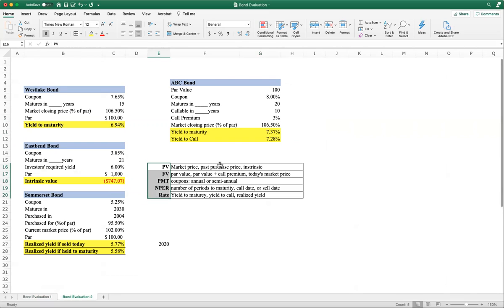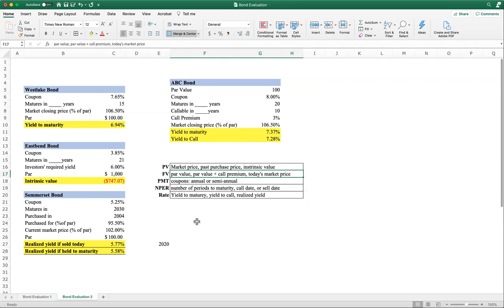So you have these terms from the bond. Market price, purchase price, and intrinsic value can be used as present value. And the par value plus call premium, in this case when you're calculating yield to call as we did above, is going to be the future value. And if you bought a few years ago and sold it today, today's market price is going to be the future value, okay? And payment is going to be very simple, the coupon, annual or semi-annual. In this case, we assume all these bonds have annual coupons, so we just calculate the annual coupon. The number of periods is to maturity, or to the call date, or to the sell date, right? Because we're calculating the holding period.